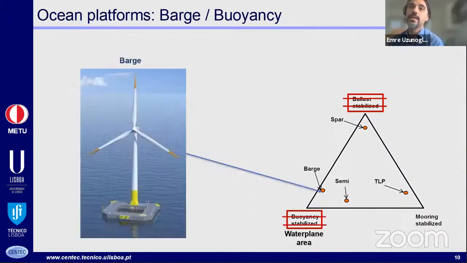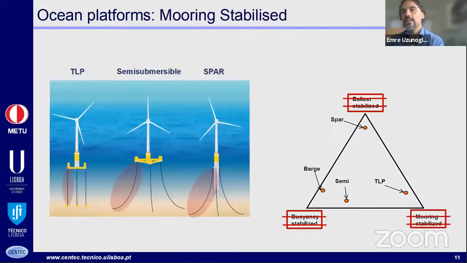So this is the principle of the barge. You see it there on the left side. It is a shallower draft, larger water plane area, and this is how it is stabilized. So the barge is that type of a platform. And there's what is called the mooring stabilized platforms. Once again, the same description. These three platforms on the left, TLP, semi-submersible, and spar, they all have their moorings.